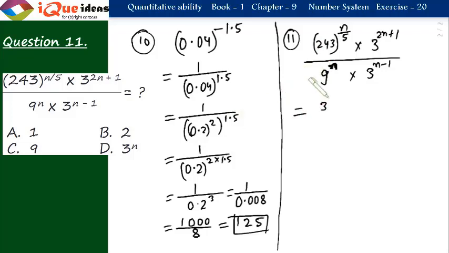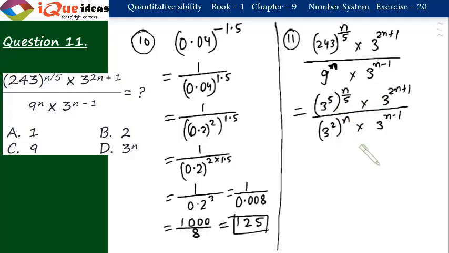Now the first one, 243 will become 3 raised to the power 5 whole to the power n by 5 into 3 raised to the power 2n plus 1. In the denominator, 9 raised to n, 9 can be written as 3 square to the power n into 3 raised to the power n minus 1. So now the powers of power get multiplied. So in the first one we will have 3 raised to the power 5 into n by 5. 5 gets cancelled. So we have 3 raised to n, not plus, it is multiplication, 3 raised to 2n plus 1 divided by 3 raised to 2n into 3 raised to n minus 1.